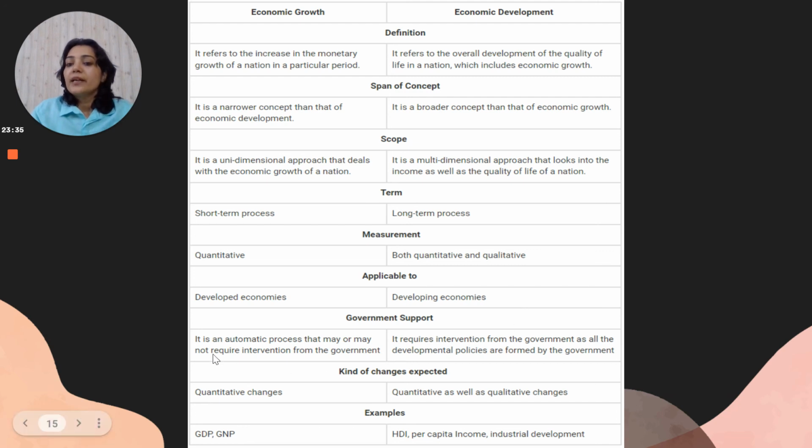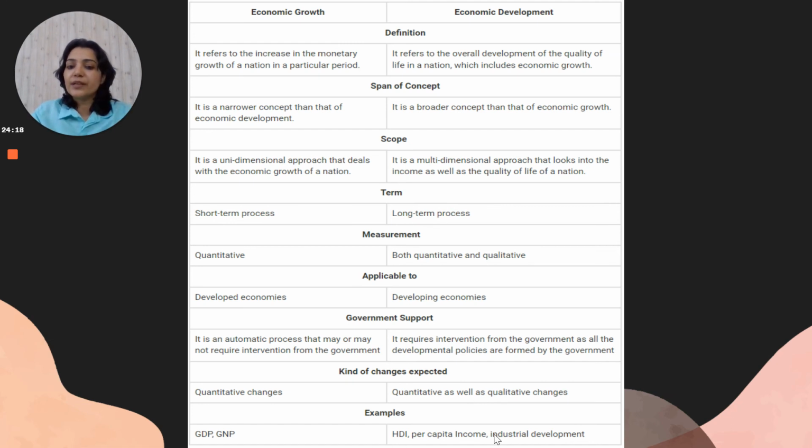Government support. It is an automatic process that may or may not require intervention from the government side, right? Because this is what we are talking about in terms of capitalism. Their government may intervene, may not intervene over here. But here government intervention is required because this is economic development, this is for human development. Government needs to introduce some policies for this one. Kind of changes expected: quantitative changes are expected over here, and here qualitative changes are expected along with quantitative change.